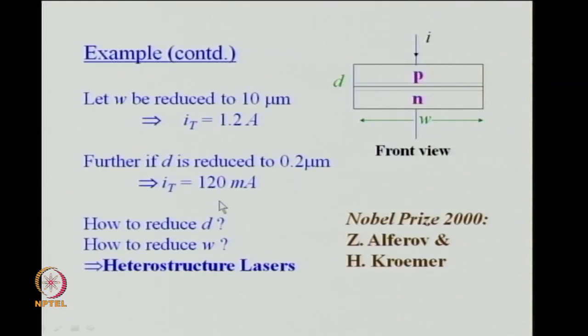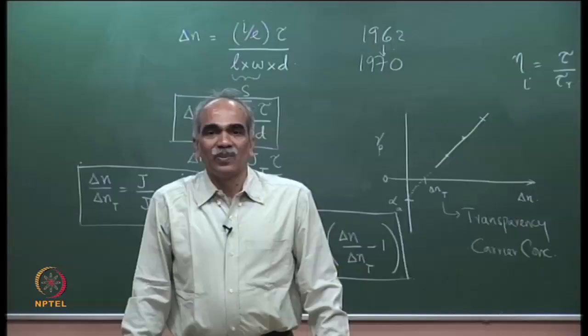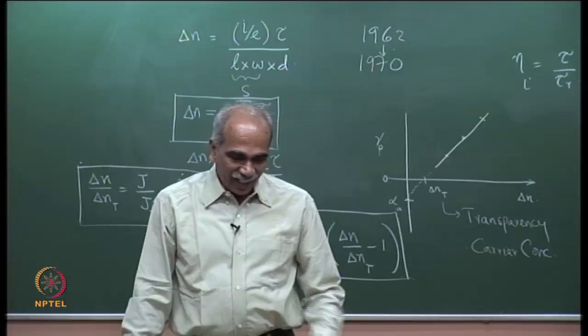This was the simple idea, an ingenious idea brought by Z. Alferov here, who finally got the Nobel Prize in 1970. This has come, and he got the Nobel Prize in Physics in 2000. I used to teach this course right from 1995, and always used to wonder what a nice idea this is, what a beautiful idea which led to this. And in 2000, he got the Nobel Prize.